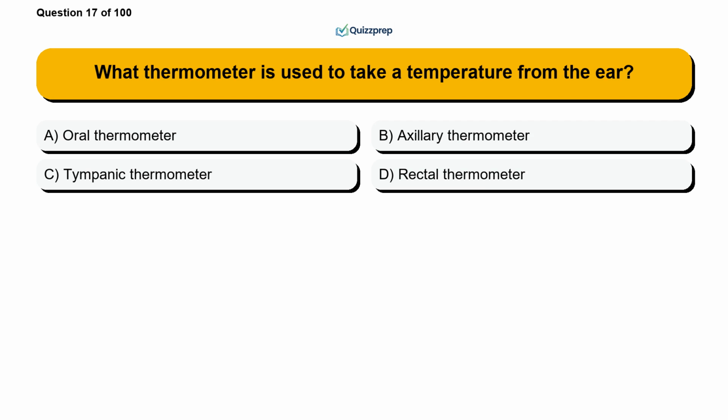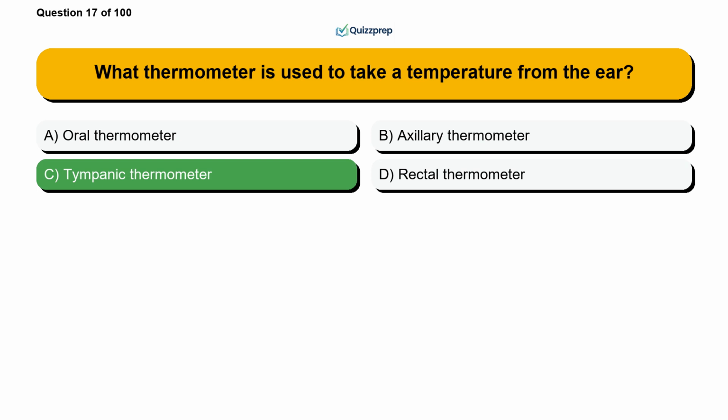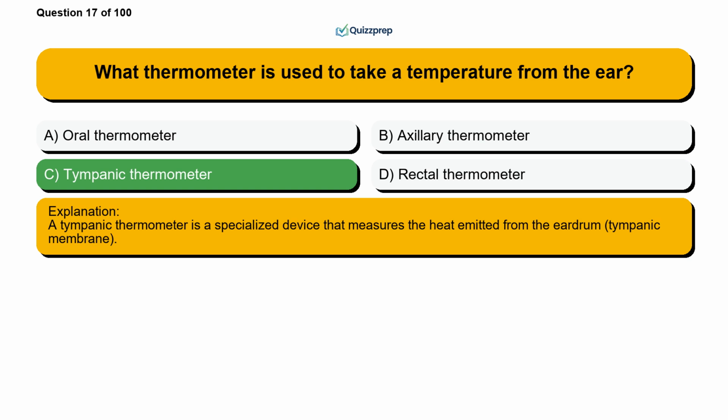Question 17. What thermometer is used to take a temperature from the ear? Option A, oral thermometer, option B, axillary thermometer, option C, tympanic thermometer, option D, rectal thermometer. The correct answer is option C, tympanic thermometer. A tympanic thermometer is a specialized device that measures the heat emitted from the eardrum, tympanic membrane.